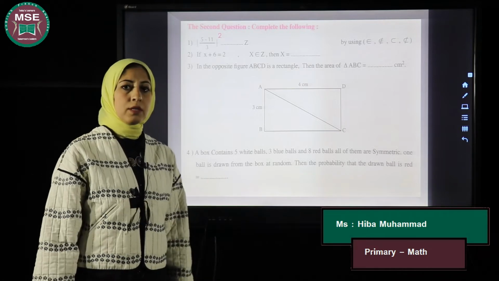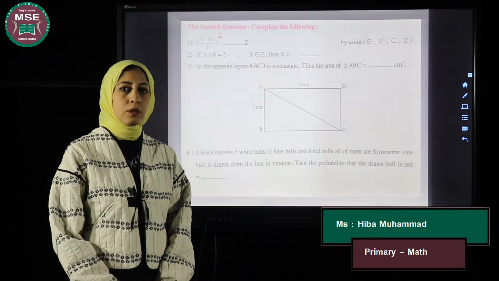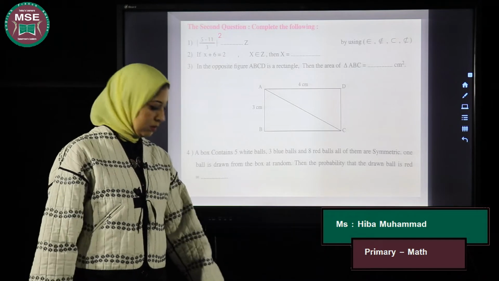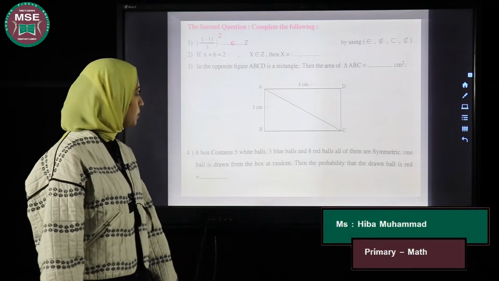And the other side is Z. What is Z? It is the set of integers: all integers, positive integers, negative integers, and 0. So 2 is an element. It belongs to Z. The answer is belongs.